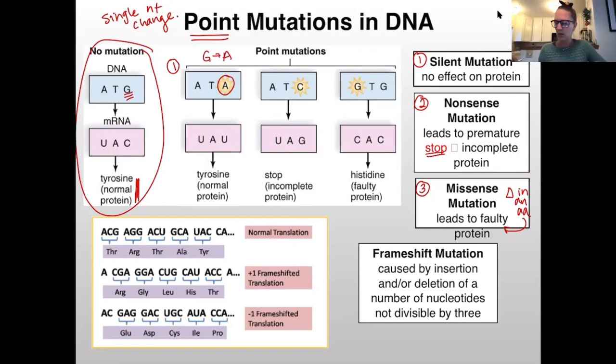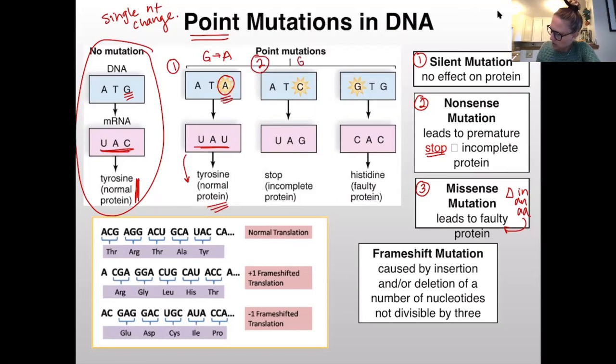All right, so here is a single point mutation. We had a G to an A. But what you'll notice is that the codon is different in the mRNA. So there was a mutation. However, that codon still encodes for a tyrosine amino acid. So there's no change, right, in the outcome of the protein. So that's a silent mutation. Yes, there was a change in the DNA. No, there was not a change in the protein.